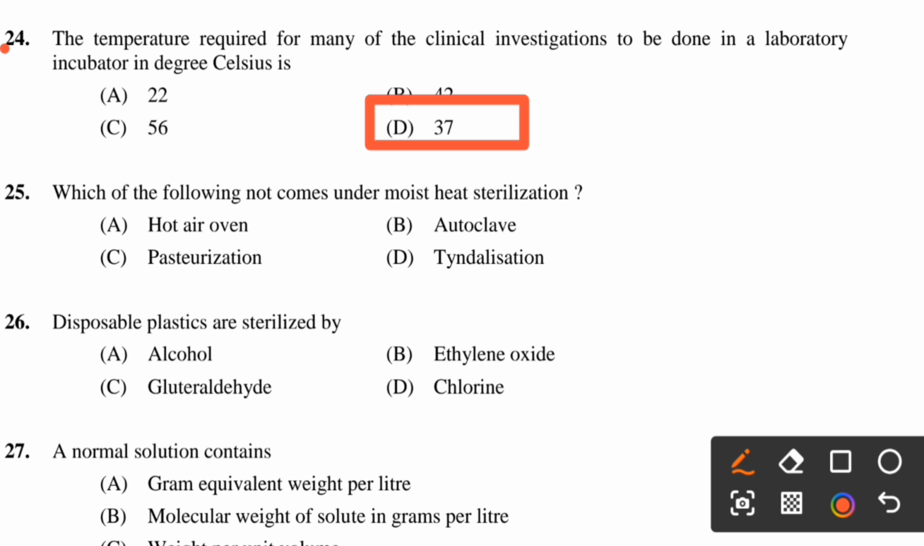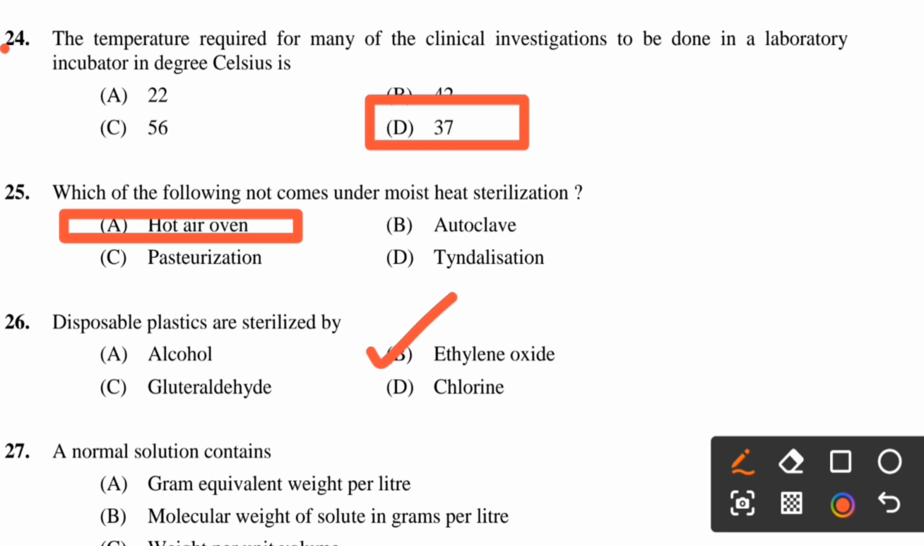Hot air oven is not a moist heat sterilization. So the right answer is option A, hot air oven. Next one, disposable plastics are sterilized by: option A, alcohol; option B, ethylene oxide; option C, glutaraldehyde; option D, chlorine. Which of the following is used for disposable plastic sterilization? The right answer is ethylene oxide.